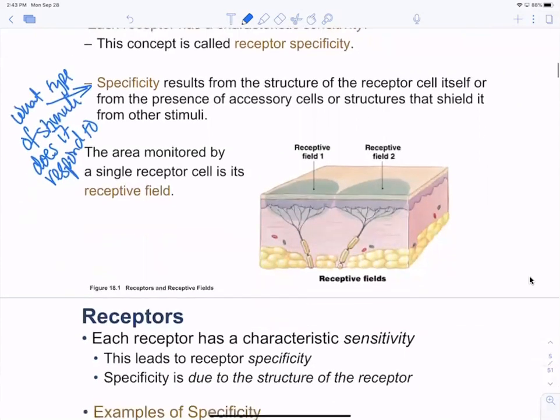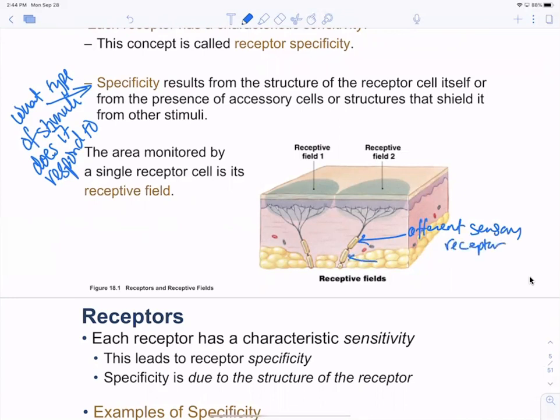Sensitivity is a little bit different. It's kind of like motor units in a way. Each sensory receptor monitors a given area. So it's showing you touch receptors in your skin, right? They're called receptor fields. This is one afferent sensory receptor.